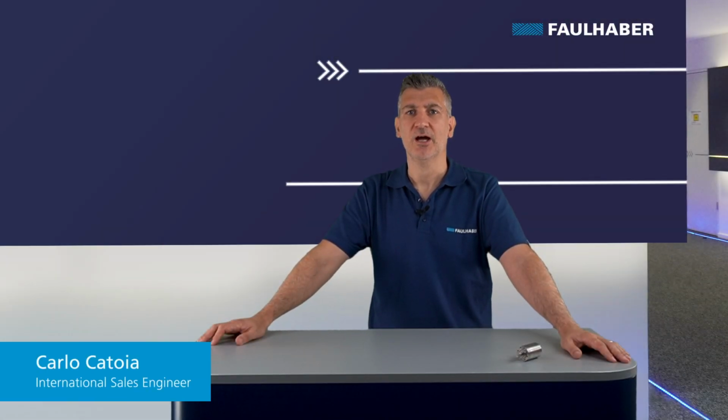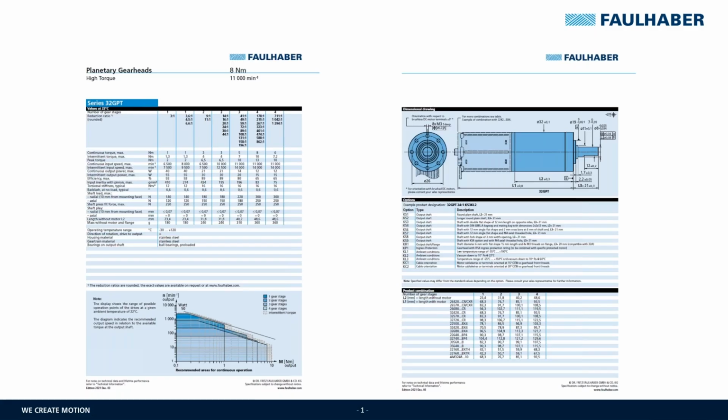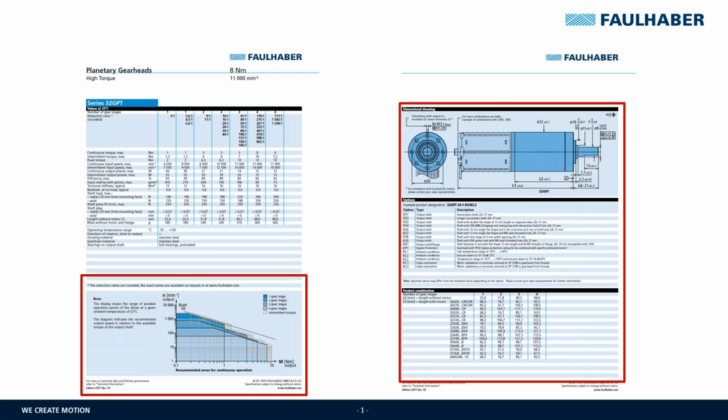In this video, I show you the diagram you find in the Gearhead datasheet explaining the output power and the graph with the mechanical dimensions. Here you have an overview of the two pages of a 32GPT datasheet. At the end of the first page and on the second one, you have the diagram with the recommended areas for continuous operation mode, the graph with the mechanical dimension and all the possible combination with our motors, and the list of the standard options.